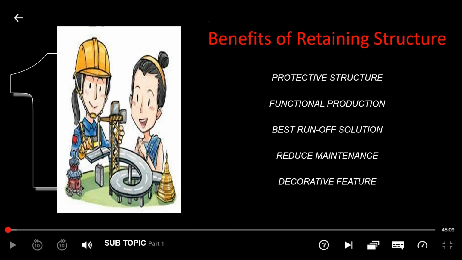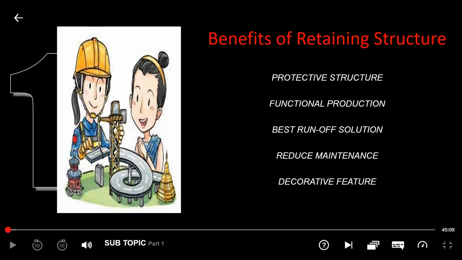Benefits of retaining structure. First, protective structure. Retaining walls are used to counteract the force of gravity to protect the structure. In other words, they are used to hold the soil. Second, functional protection. Retaining walls serve as a functional protection to prevent sinkholes from destroying the landscape structure.